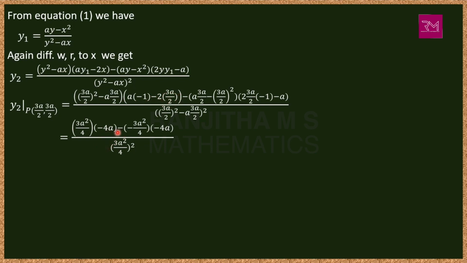Minus a minus 3a is minus 4a, minus 3a. Here also we take the LCM and simplify: 3a square by 2 minus 9a square by 4, hence we get minus 3a square by 4 into, 2 gets cancelled, minus 3a minus a is minus 4a, divided by (3a by 2) whole square minus 3a square by 2, whole square. In the denominator, (3a by 2) whole square is 9a square by 4 minus 3a square by 2. If we take the LCM and simplify, we get (3a square by 4) whole power 2.